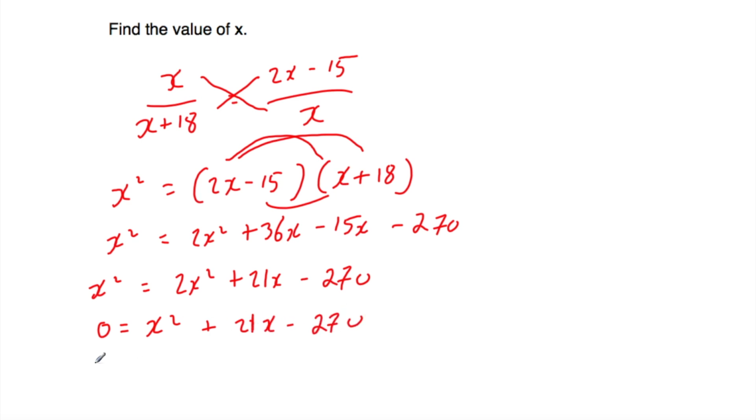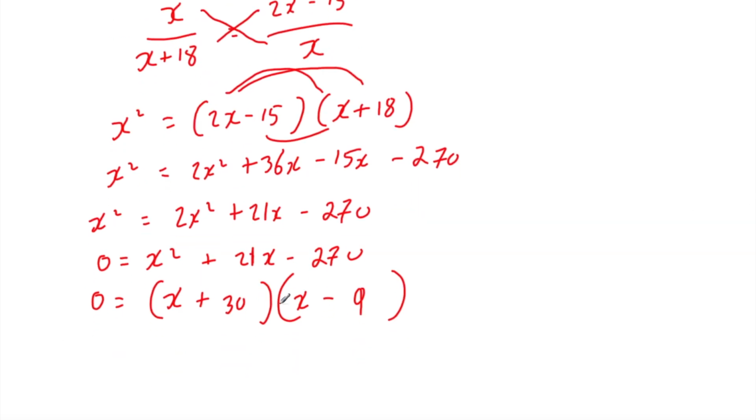And now we just need to factorize this. So put our brackets in. So we want to factorize this. So we want two numbers. So let's put x's in the front of both brackets. And then we want to find two numbers that multiply together to be minus 270. So one's going to be plus and one's going to be negative. And then when we add them together, we get that's equal to 21. So that's going to be plus 30 and minus 9. Because 30 times minus 9 is minus 270. And minus 9 plus 30 is equal to 21.